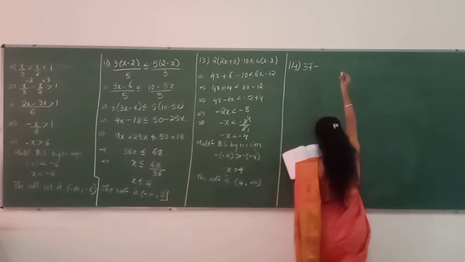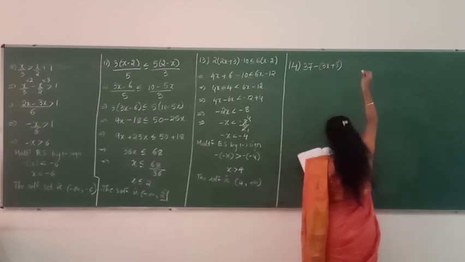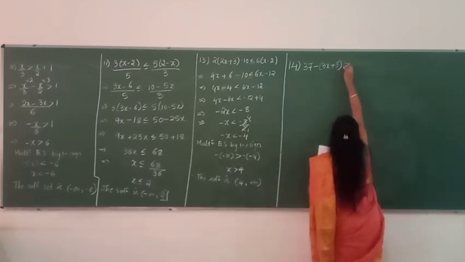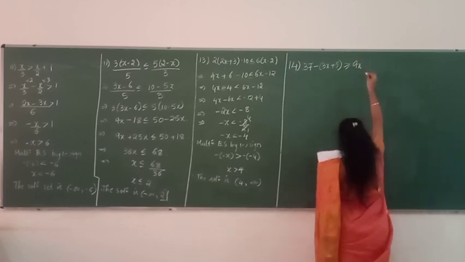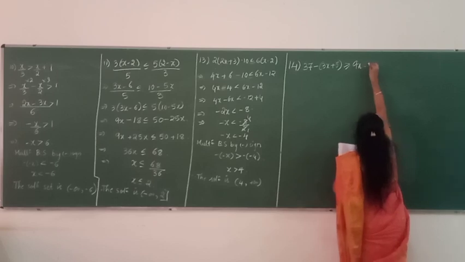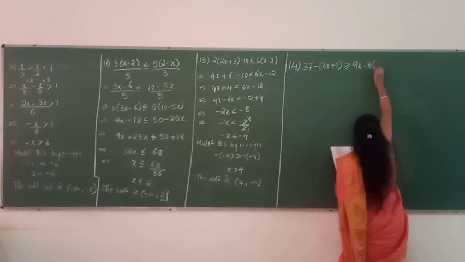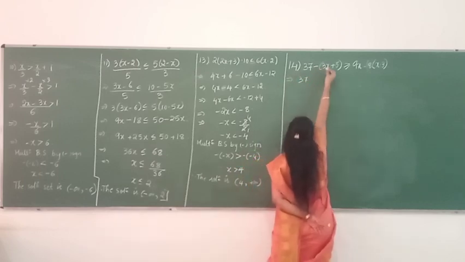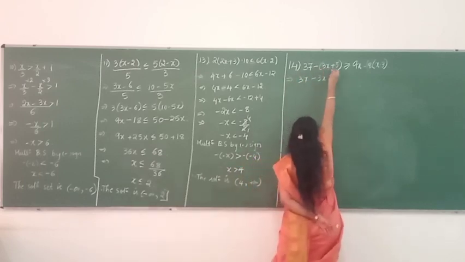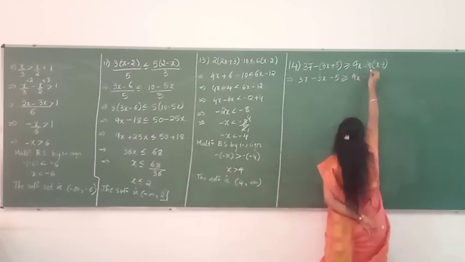37 minus 3x plus 5 is greater than or equal to 9x minus 8 into... We need to simplify: 37 minus into plus is nothing but minus 3x, minus into plus is minus 5 is greater than or equal to 9x minus, multiply 8 inside.